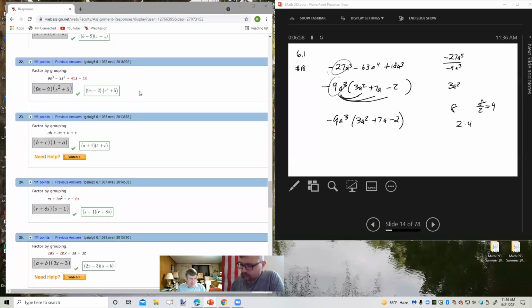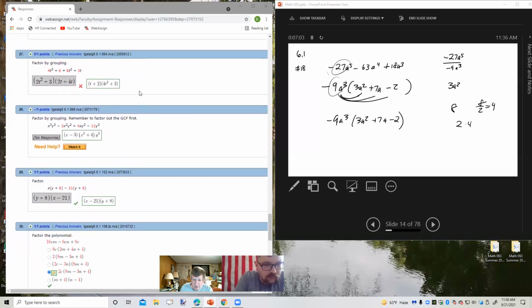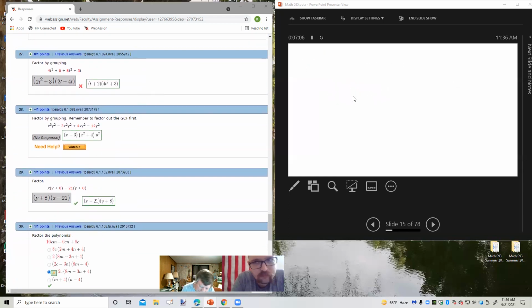Okay, that takes us all the way down to number 27, factor by grouping. 6.1, number 27. So we've got 4t cubed plus 6 plus 8t squared plus 3t. My suspicion is that that thing is not going to factor in its current form. We had one like this yesterday. So I'm going to put it in descending powers of the variable first.